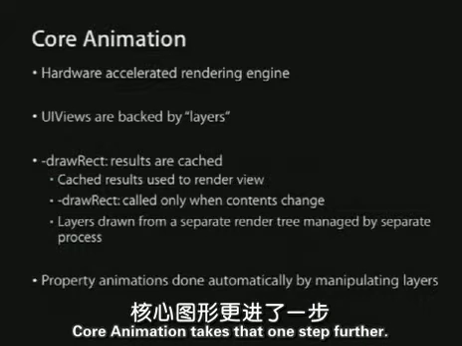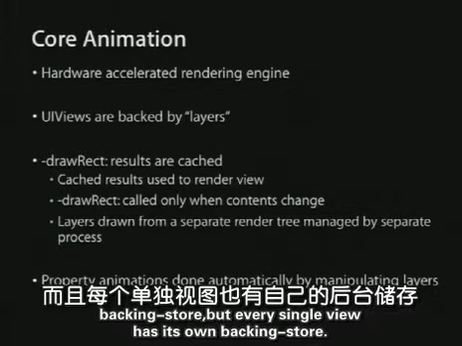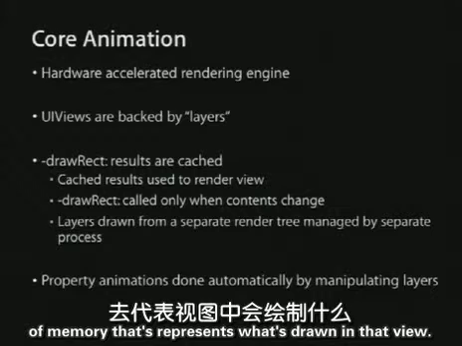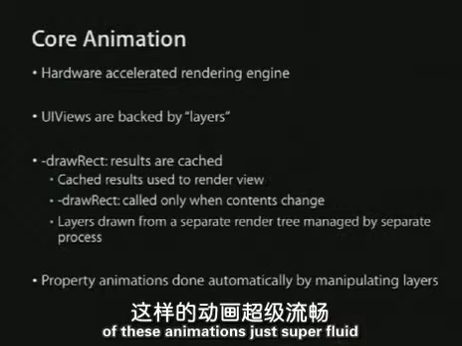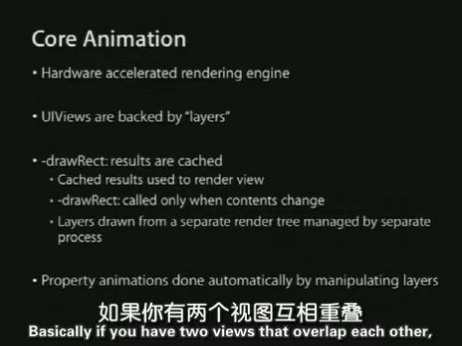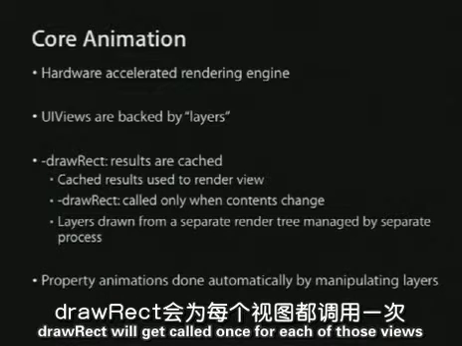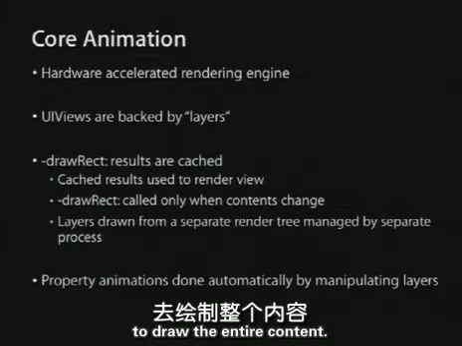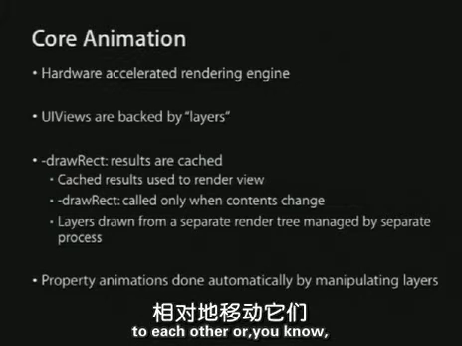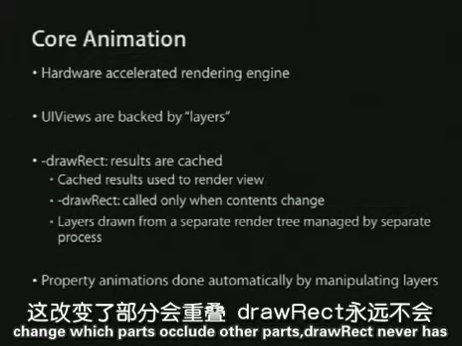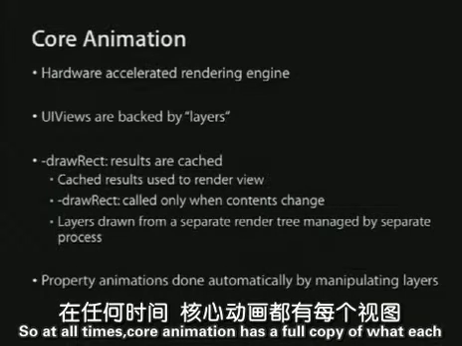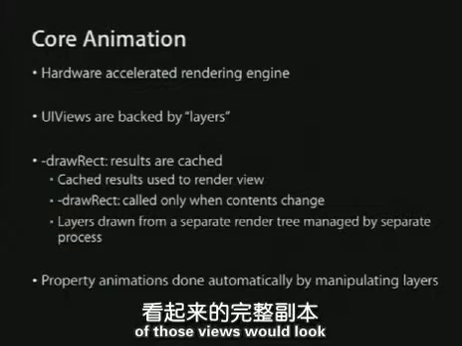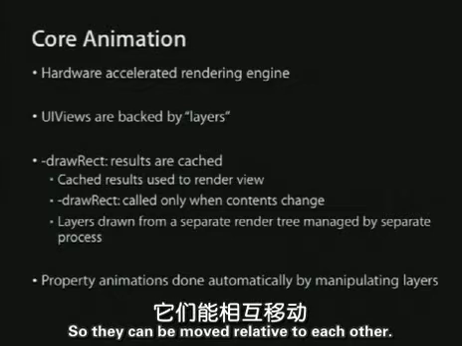Core Animation takes that one step further. Now, not only does every single window have its own backing store, but every single view has its own backing store. So every view that you have has a separate piece of memory that represents what's drawn in that view. And this is what really makes a lot of these animations just super fluid and incredibly easy to do. Basically, if you have two views that overlap each other, drawRect will get called once for each of those views to draw the entire content. And even if you fade one out or move them relative to each other or change which parts occlude other parts, drawRect never has to get called again because each of those had its own backing store. So at all times, Core Animation has a full copy of what each of those views would look like if it wasn't being covered up by the other. So they can be moved relative to each other.